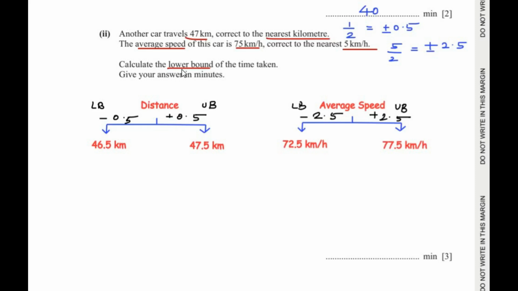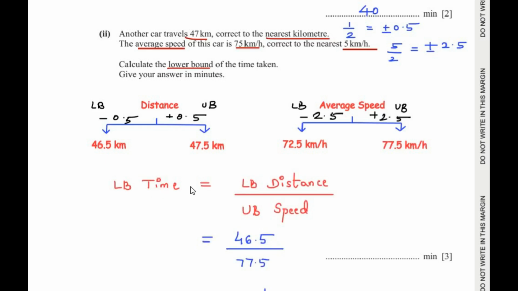Now since here we need to find out the lower bound of time and we have a relationship between time, distance and speed, we are going to write here time is equal to distance over speed. So this is the relationship between time, distance and speed. And since we need to find out the lower bound of the time, we have to take the numerator's lower bound and denominator's upper bound. So here lower bound of time is equal to lower bound of distance over upper bound of speed. And lower bound of distance we have got here as 46.5 and upper bound of speed is 77.5. So let us see what value this gives us.